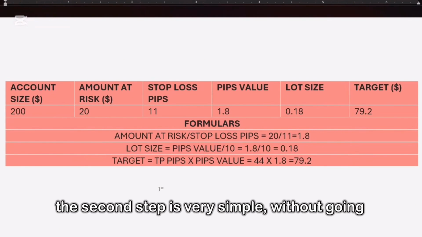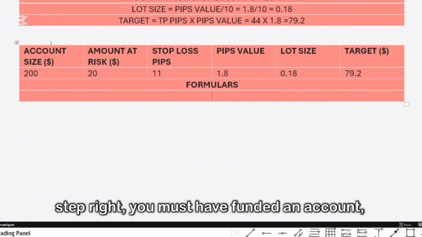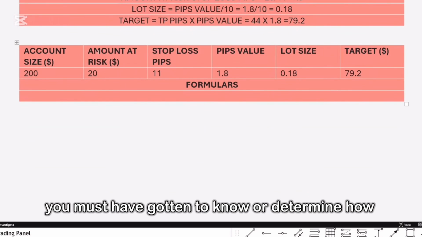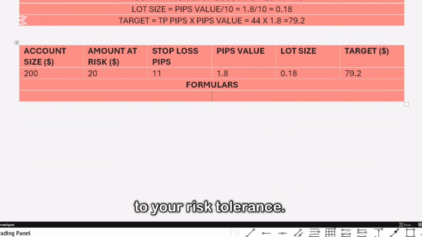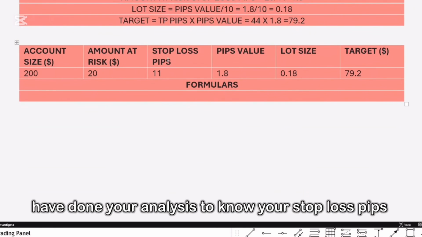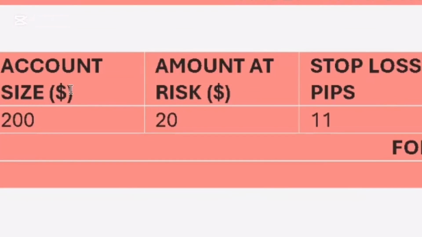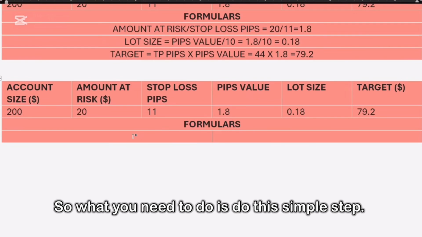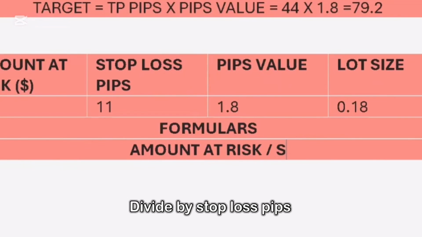Now, the second step is very simple, without going through all of this stress. To do the second step right, you must have funded an account, you must have determined how much you want to risk in the market according to your risk tolerance. You must have done your analysis to know your stop loss pips. You must have gotten to know all of this before you start. So what you need to do is this simple step: amount at risk divided by stop loss pips.